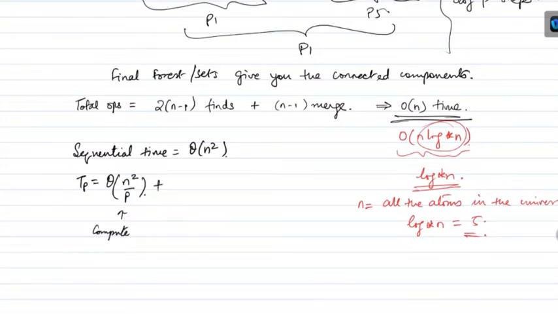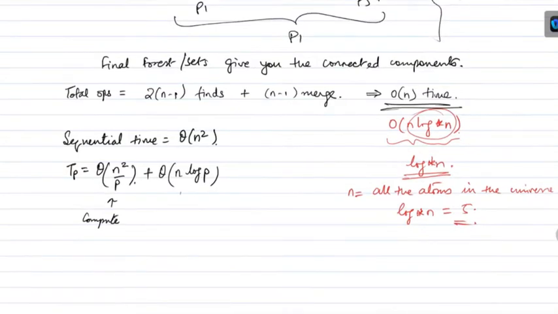And then you have the merge component. It takes order n time to do all the operations, the finds and merge. And then you have to do this log p times, because there are p processors. So this is your total time to do merge.